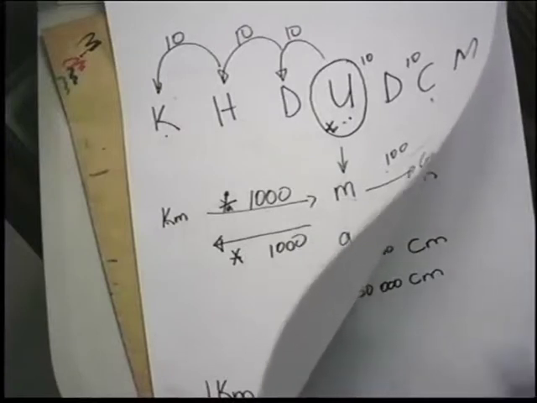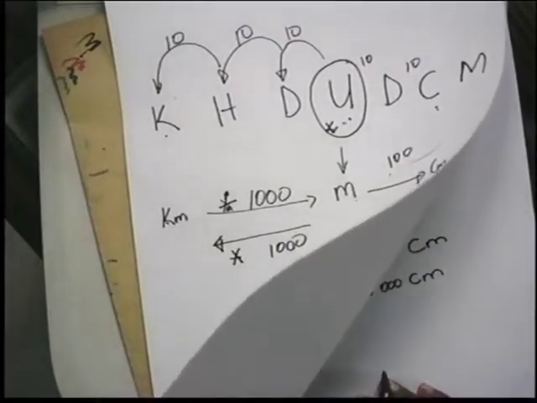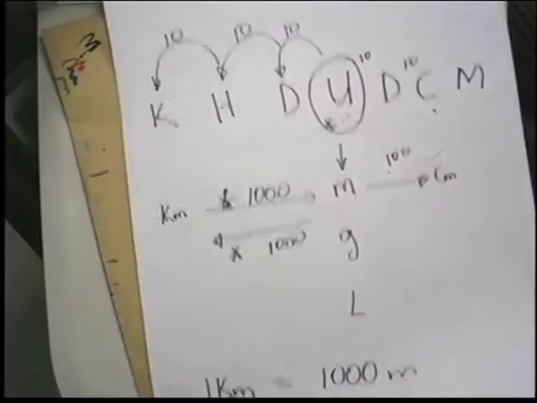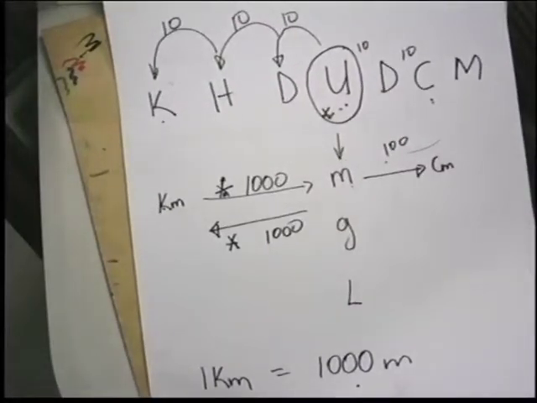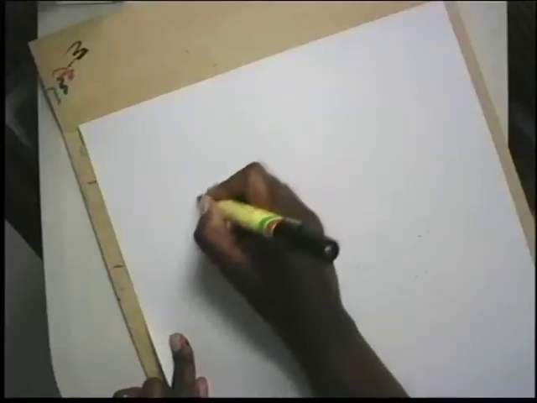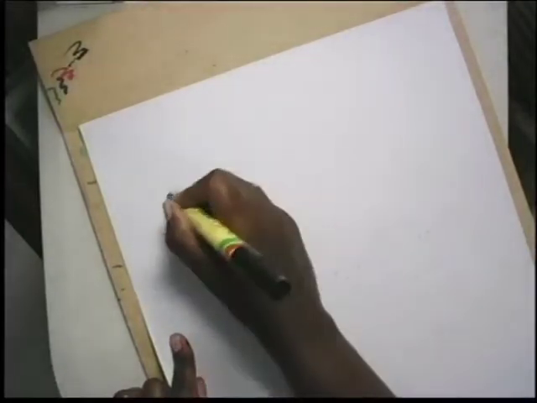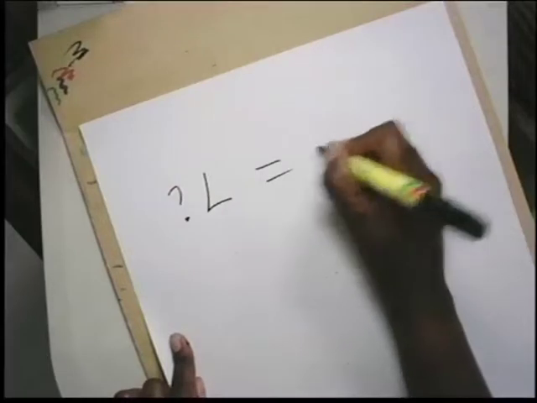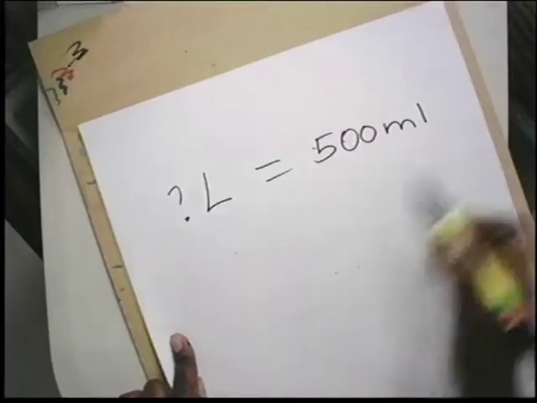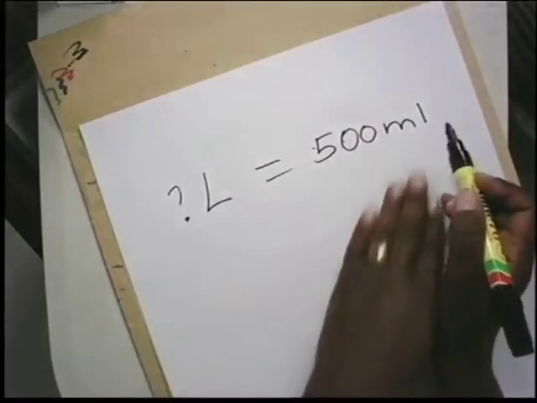Okay, now let's, 250 grams is equal to how many milligrams? This I think you can do, is the same as the other two examples. You are moving from big to small. Now let's look at the example of the volume that we are given there, which is in liters. So we are given 500 milliliters. The question is, how many liters are in 500 milliliters? Now this one we are moving from small to big.